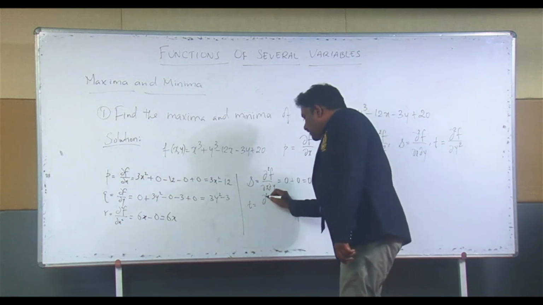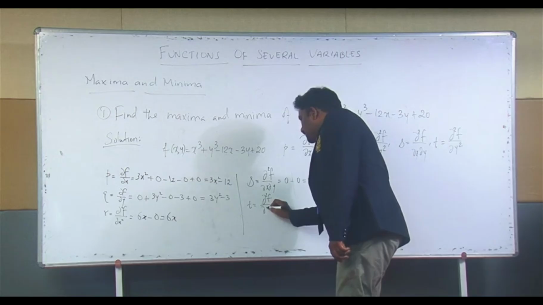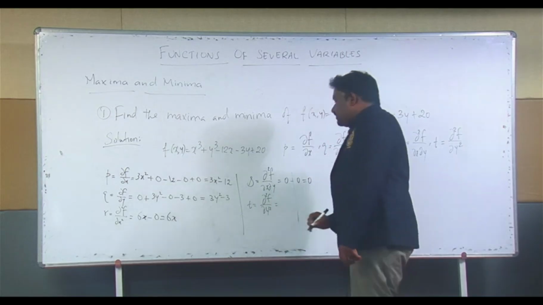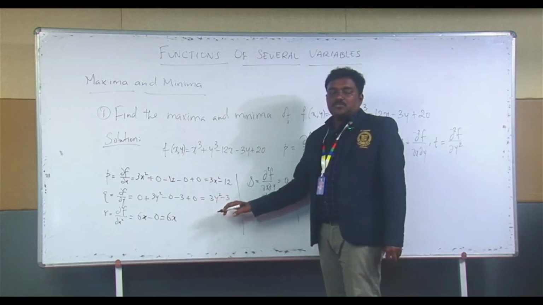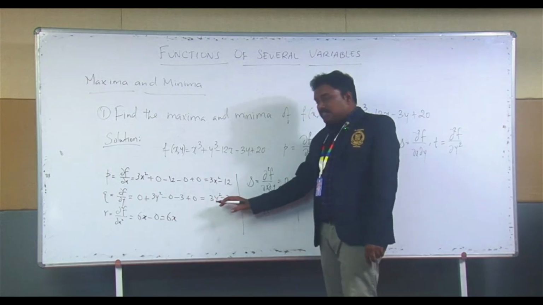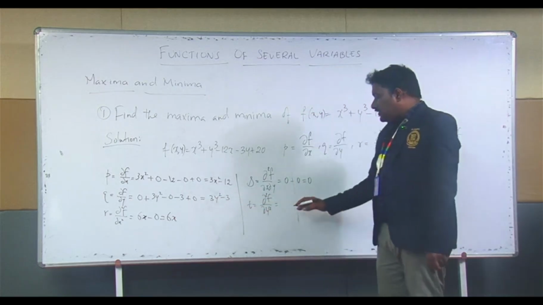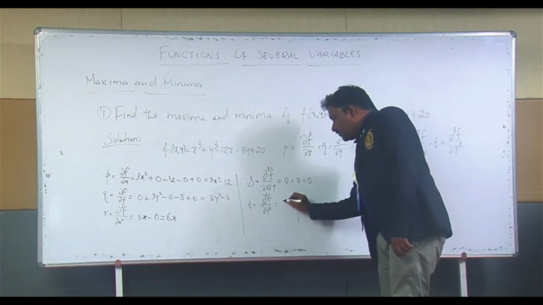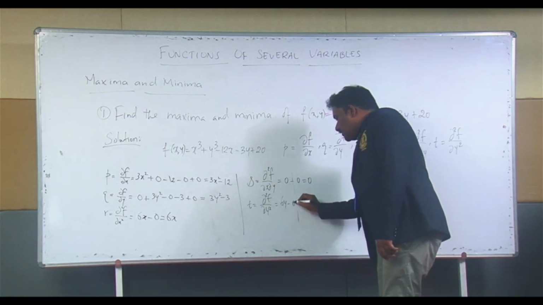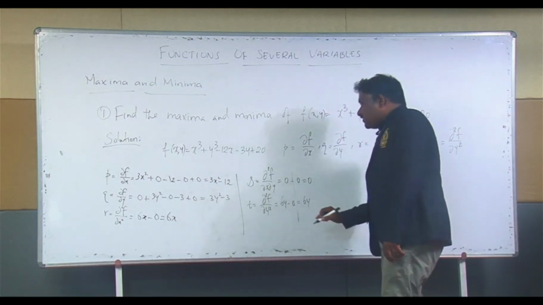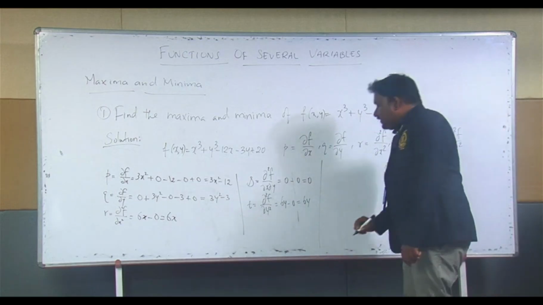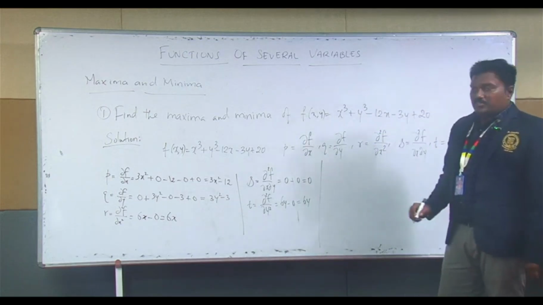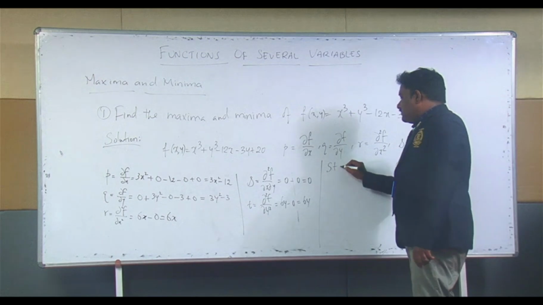And we have the last term which is t, that is dou square f by dou y square. Already we have done this for y, we got 3y square minus 3. So this can be done again for y. So we will get dou square f by dou y square, which is 6y minus 0, so it is 6y, right?